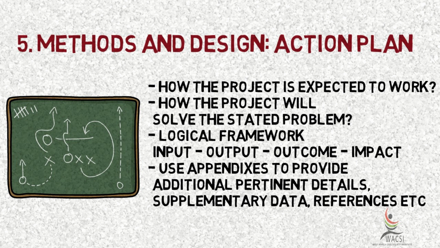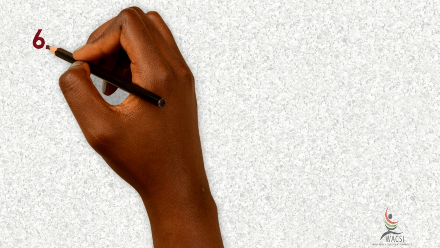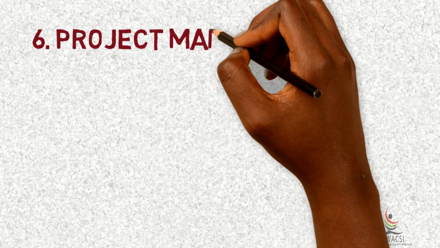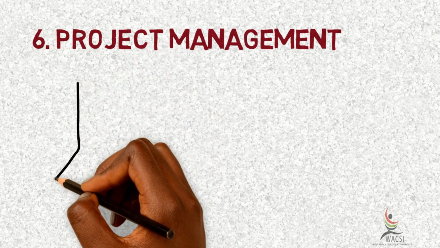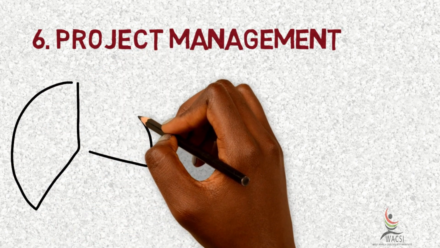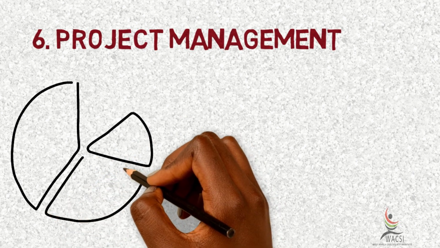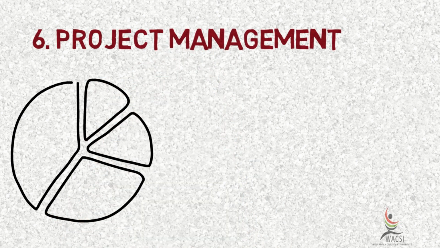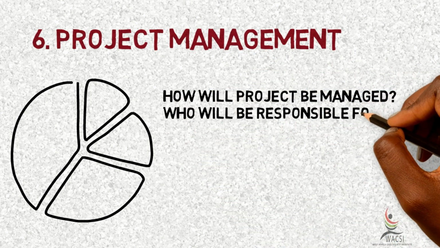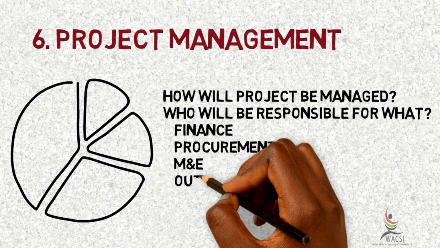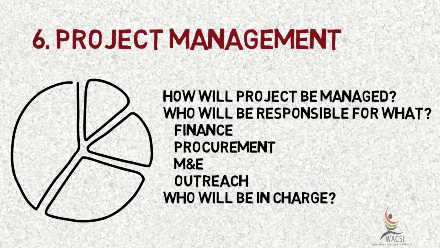Number 6, your project management arrangements. So here we are looking at what kind of skills do we need within your specific team? Who are the team members that you will need to implement this specific project? How will this project be managed? Who will be responsible for what? So we are talking about issues of finance, procurement, M&E, outreach. Who will be in charge?